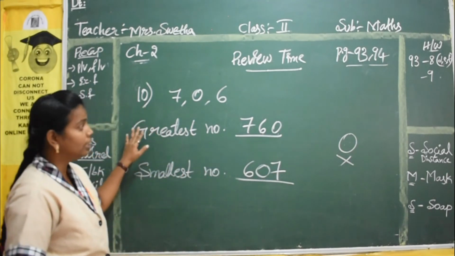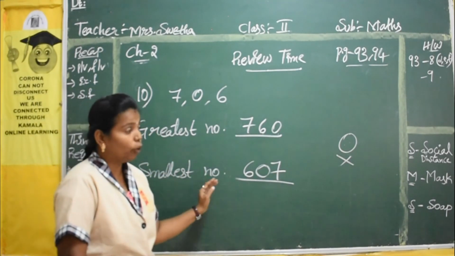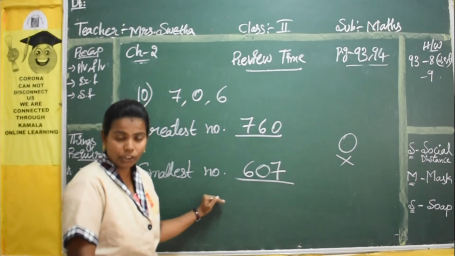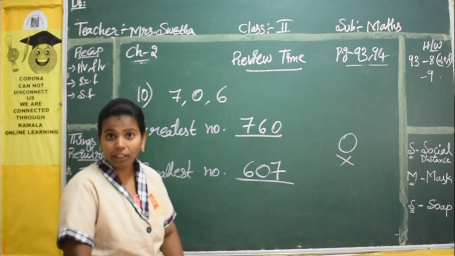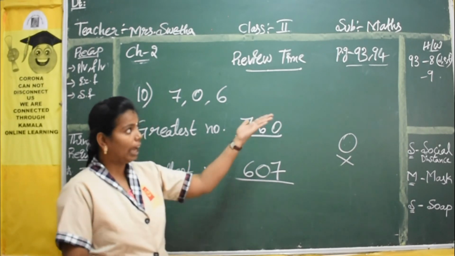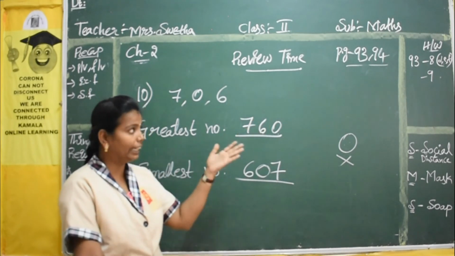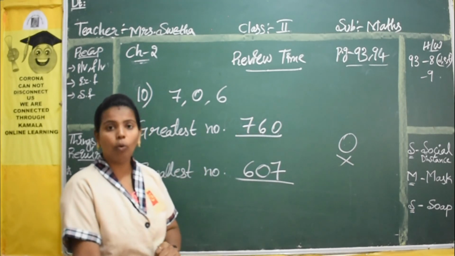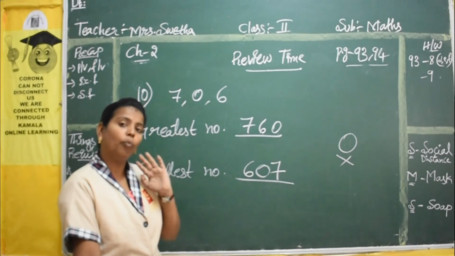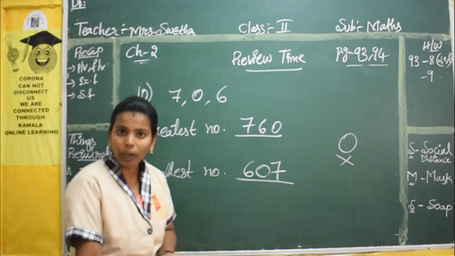This is all for today's class. I hope you are clear with the second chapter. By this we have completed our review time also. I have given you homework also. In the 8th bit you have 3 questions as homework. In the 9th bit, one order I have written, the other order you have to do as homework.